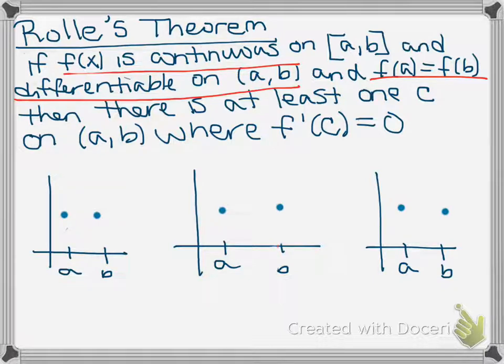Notice f of A equals f of B and what that looks like visually. One could look just like this. Do you notice how we have a horizontal tangent line? That means our derivative equals 0. At least one. We could have multiple. Or even the whole thing could be horizontal. That line didn't line up, but you know what I meant. That's Rolle's theorem. So let's get into an example.